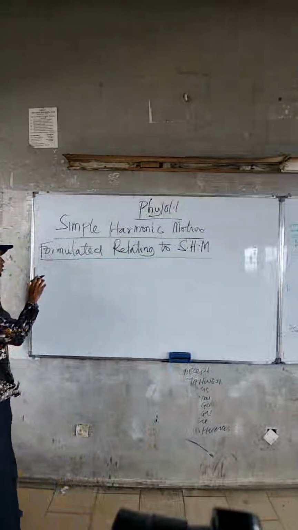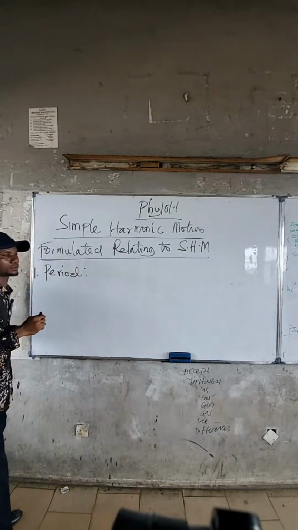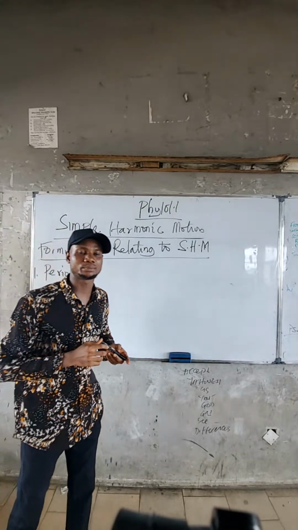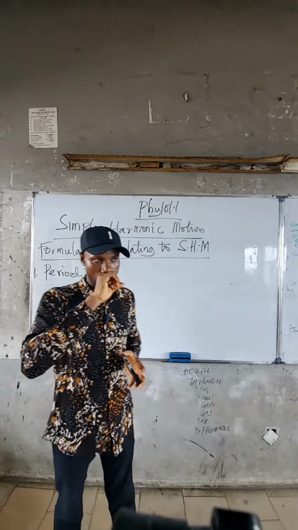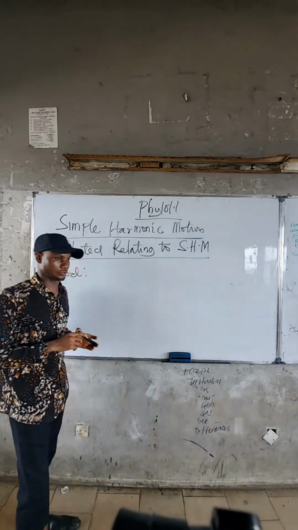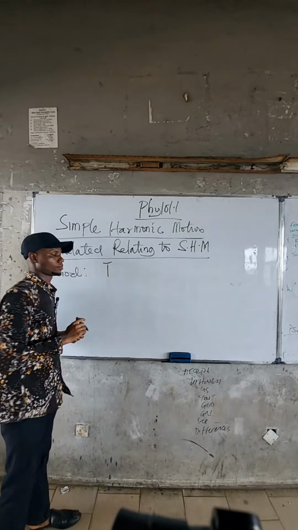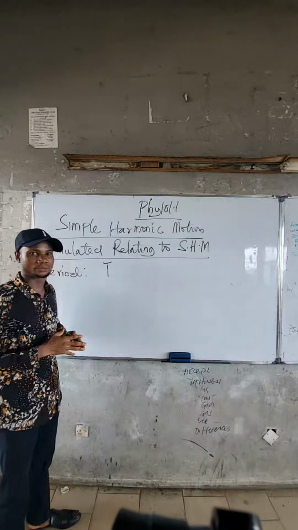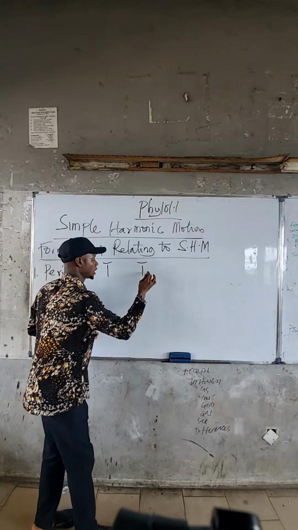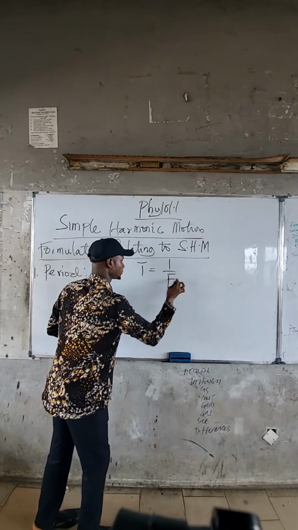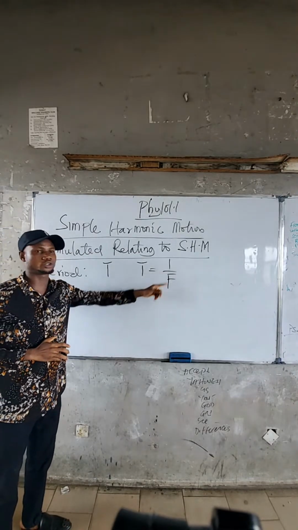Let's know what period is. Period can be defined as the time taken to cover one oscillation. It can be denoted by capital letter T. Mathematically, period T can be expressed as 1 over F.